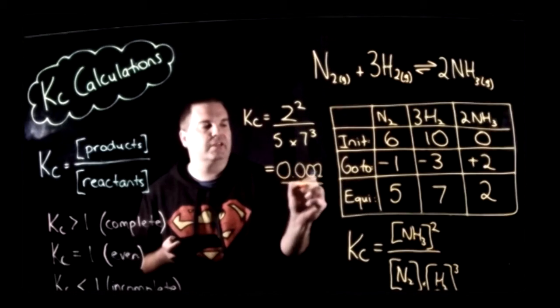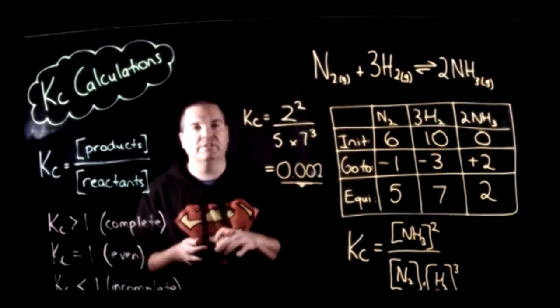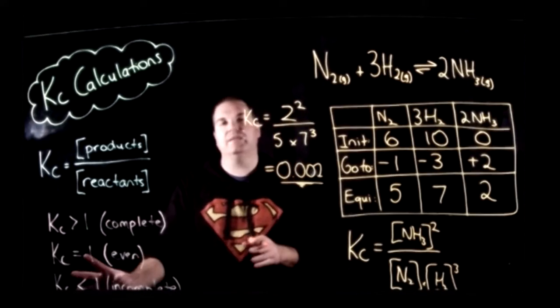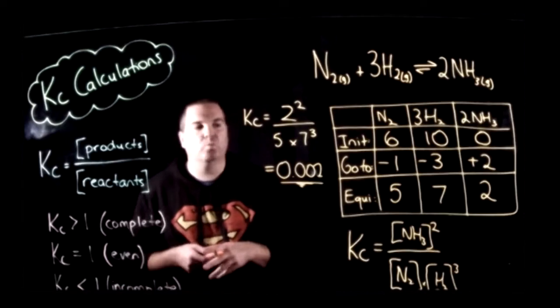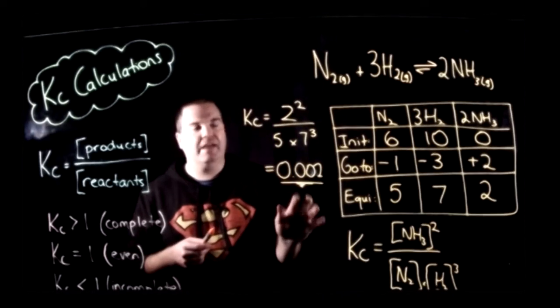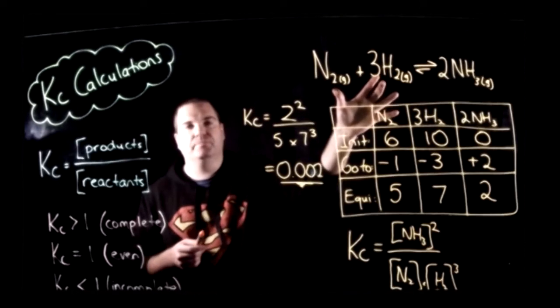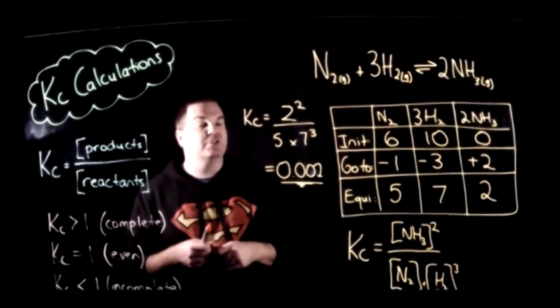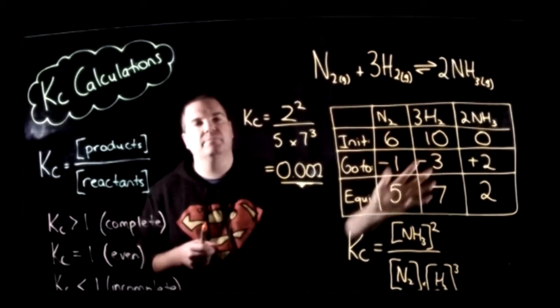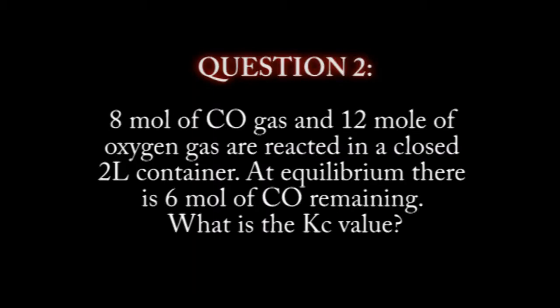0.002. Now, hopefully you can tell, from relating that back to down here, that that's a value that is much less than 1. So that tells us that this reaction is incomplete. It very, very heavily favours the reactants. So I'm going to show you another one, and I want you to keep in mind this table, because that's really, really useful.